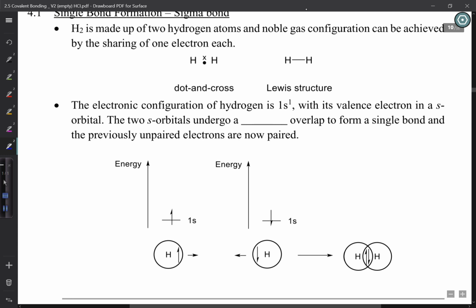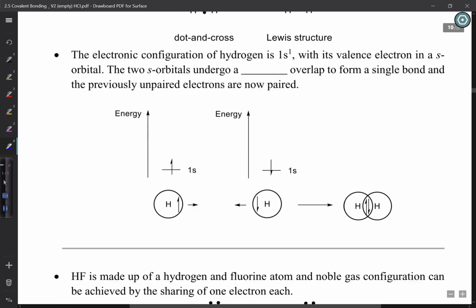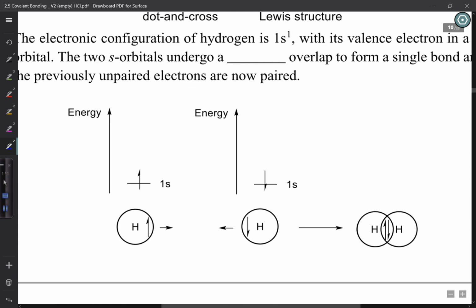Alright? So if you look at the diagram here, we know that each of these hydrogens has one electron in the 1s orbital, right? This one I hope you know. You should know by now. So now what actually happens during bonding is that the 1s electron of one hydrogen and the 1s electron of another hydrogen will approach each other in the 1s orbital. Alright? They will have opposite spins.